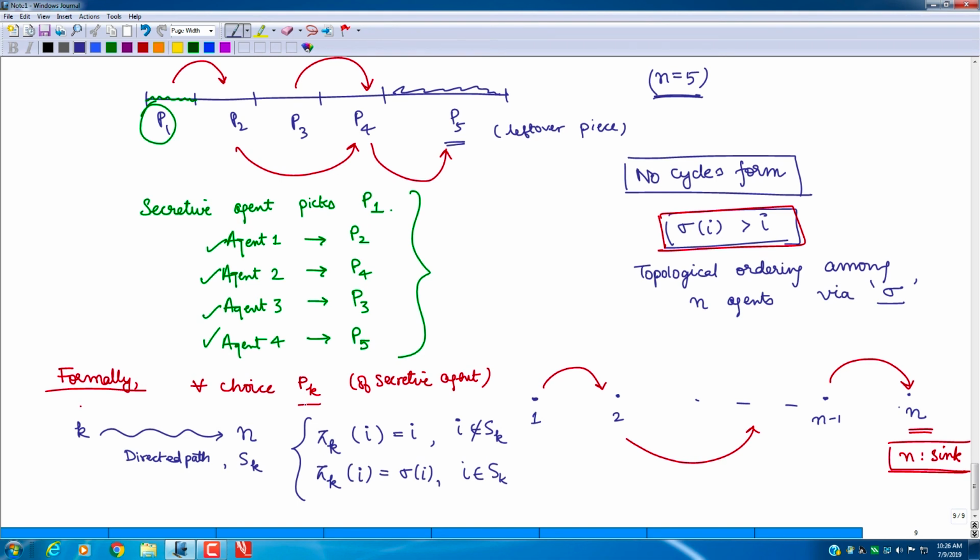Note that here also, if p1 was the choice of the secretive agent, which means that k is equal to 1, I had a path from p1 to p2 to p4 to p5, right? This was my path from p1 to p5, and p3 was not in the path, and therefore agent 3 got his choice p3, and all others got their choice sigma of I. And we have again acyclicity because of the topological ordering induced by sigma. I hope this notion of backup scheme or backup allocation is clear to you, right?